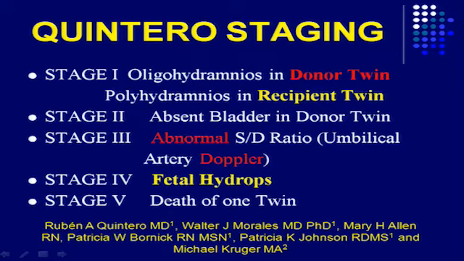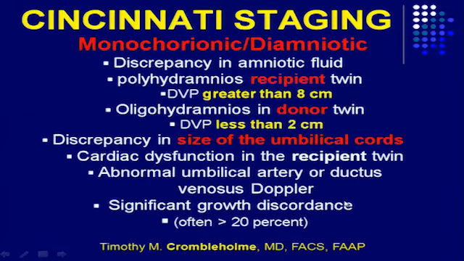These are the different stagings that we see with twins. Stage 1 is oligohydramnios in the donor twin, polyhydramnios in the recipient. Stage 2 is absent bladder in the donor. Stage 3 is your abnormal Dopplers. Stage 4 is the hydrops, and then stage 5 is the death of one of the twins. There's different scoring systems out there.